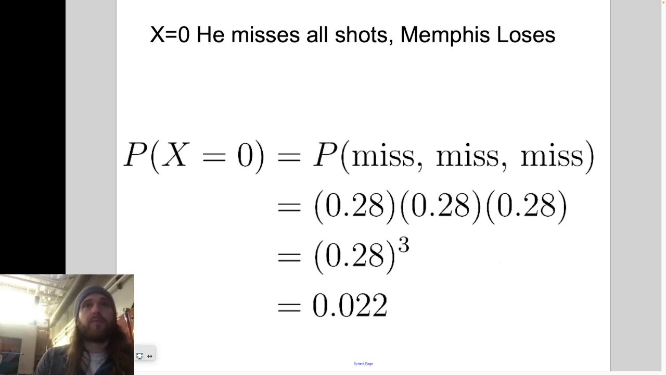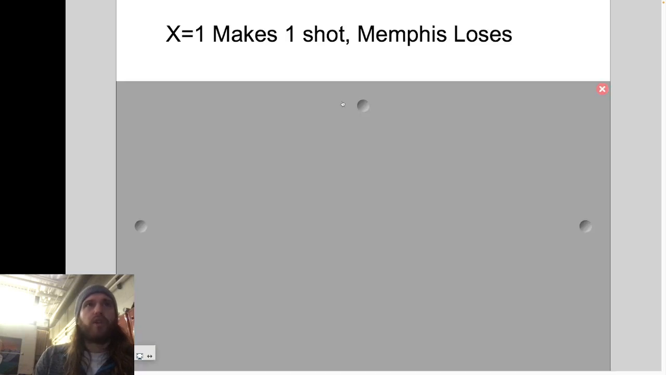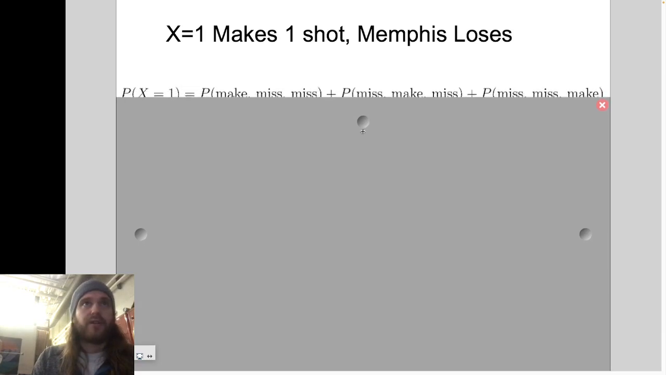There's situation 1. We take all these and we multiply them, okay? Now, when he goes to make one shot, we can't simply say it's going to be 0.72 times 0.28 times 0.28. The reason we can't do that is because there are 3 ways for him to make a shot, okay?